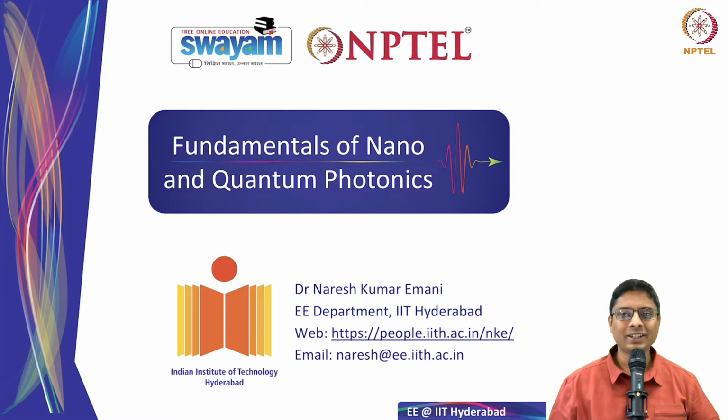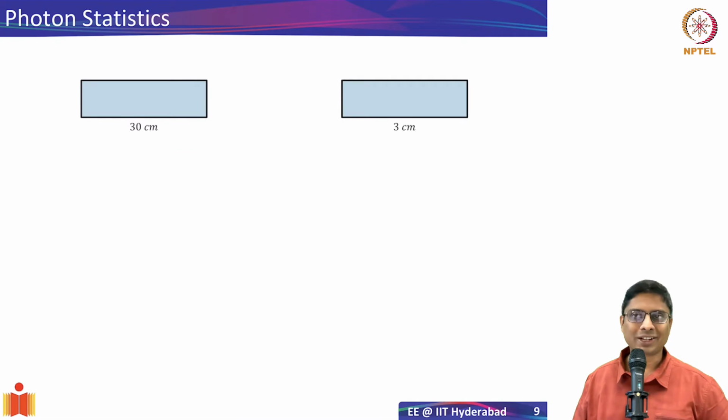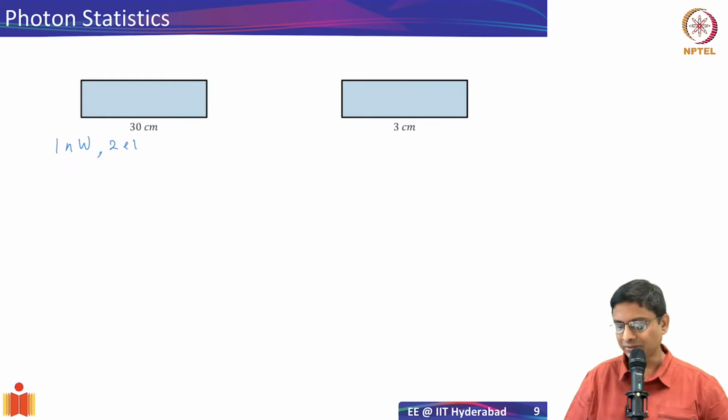So in the last lecture we emphasized why it is necessary to go to lower intensities to actually study the quantum properties of light. In this lecture I want to introduce photon statistics, and I'll do this by considering the same example that we were just talking about. Let's say I have 1 nanowatt of power incident, and let's say the energy of the photon is 2 eV. We saw that it will have roughly 3.1 into 10 power 9 photons per second.